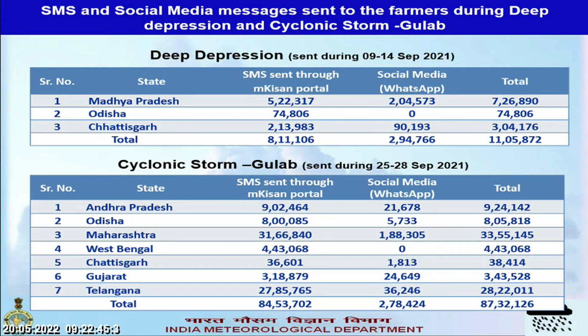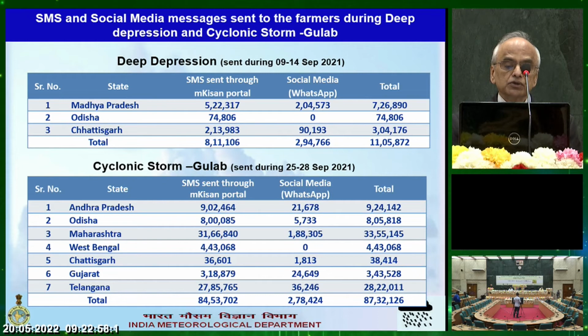2,13,983 SMSs. And when there was the cyclone storm Gulab, during 25 to 28 September, also an enormous number of SMSs were sent. In Andhra Pradesh, 9,02,464 SMSs. In Odisha, 8,85,000 SMSs. And in Maharashtra, you could see an enormous number of SMSs.